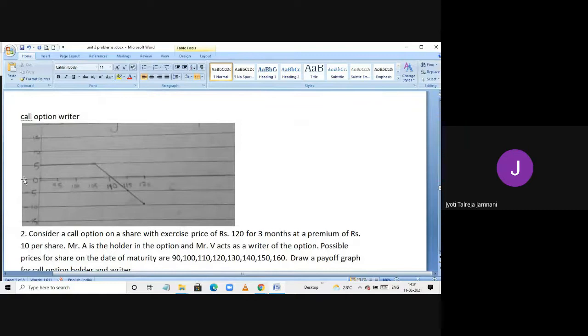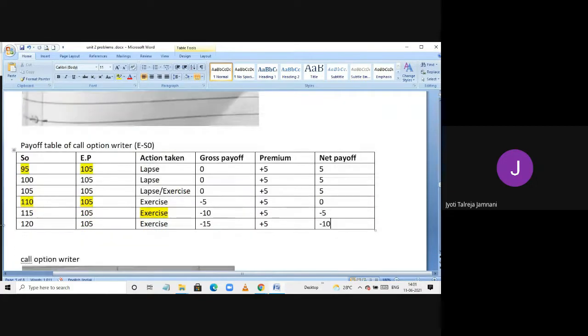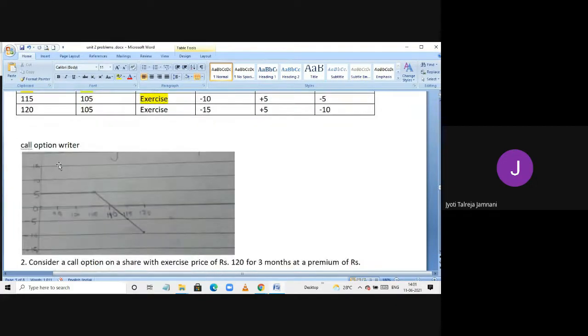Similarly, we will have on the x-axis the prices 95, 100, 105, 110, 115 and 120, that is the S naught values. And on the y-axis, we will have 5, 10, 15 gain and minus 5, minus 10, minus 15 loss. So at 95, the writer will gain 5 rupees. At 100, 5 rupees. At 105, 5 rupees.